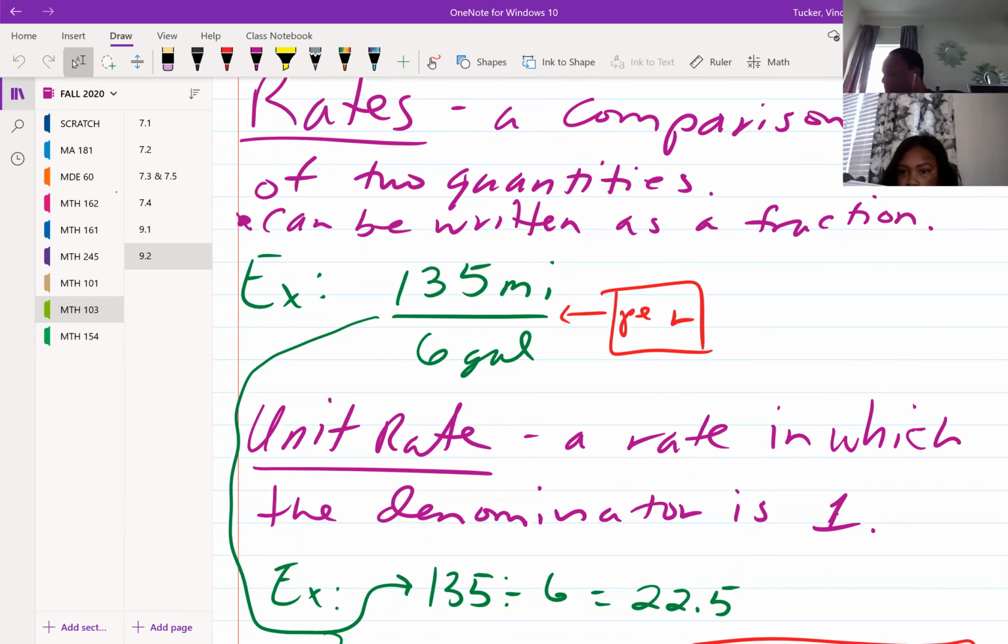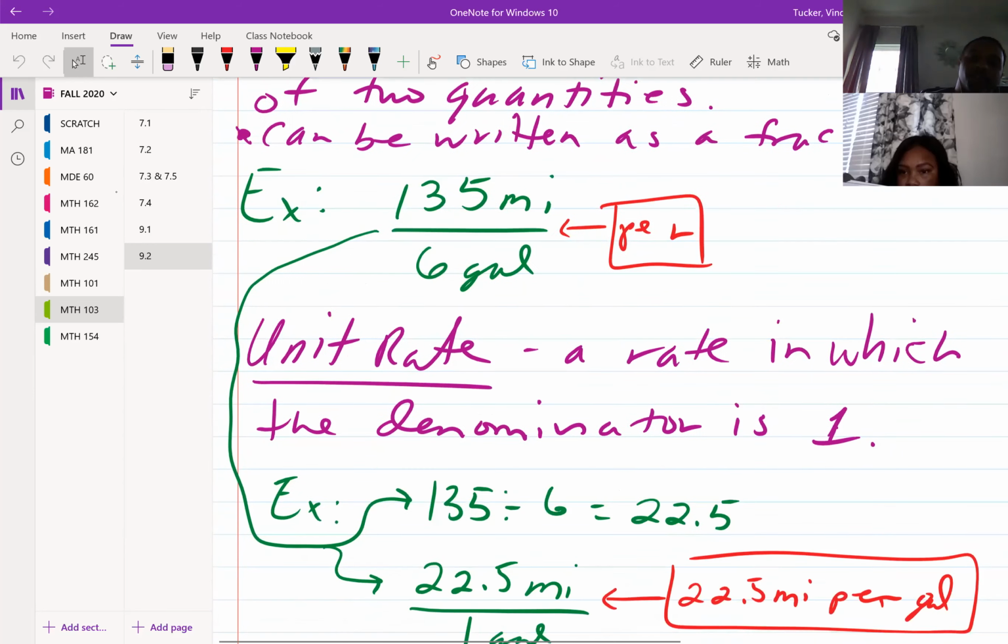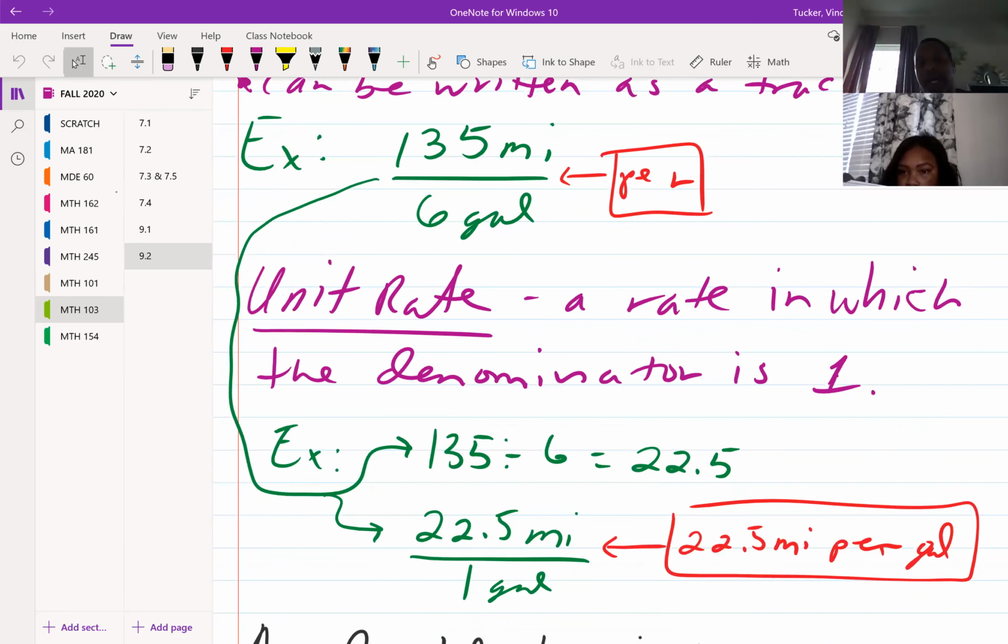All right, if they were to ask you about unit rates, a unit rate is a rate in which the denominator is 1. So if I wanted to convert that 135 miles per 6 gallons, I would divide 135 by 6. That would be 22.5. And that means I would have 22.5 miles for every 1 gallon, or in other words, 22.5 miles per gallon. So once again, a unit rate is when your denominator is 1.